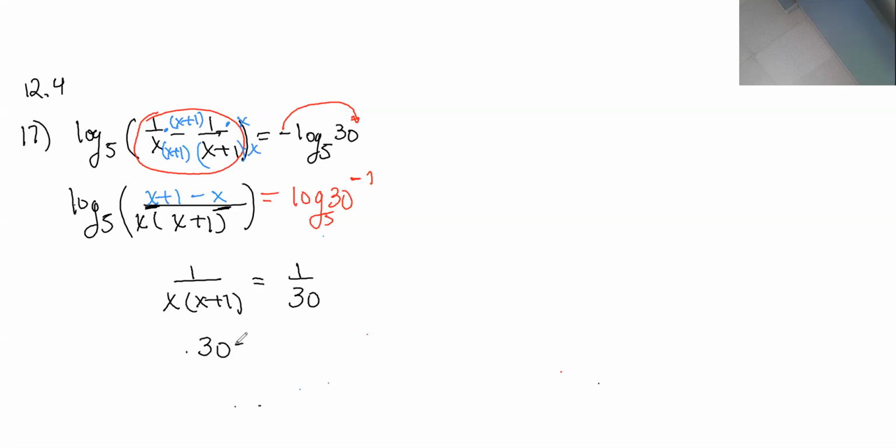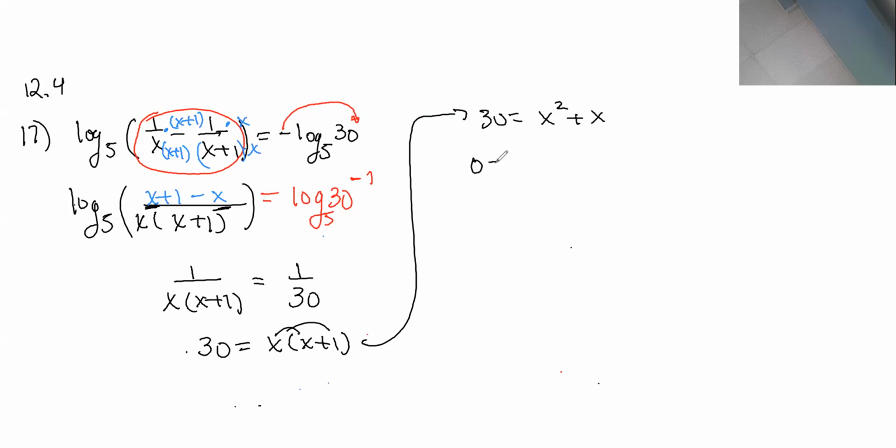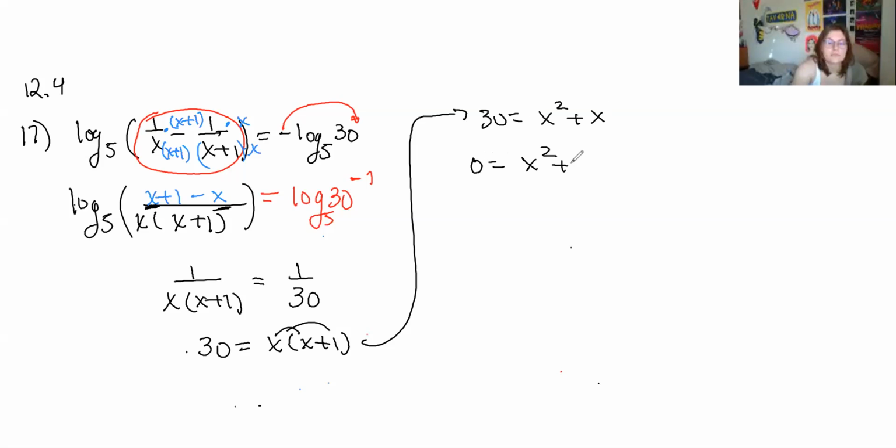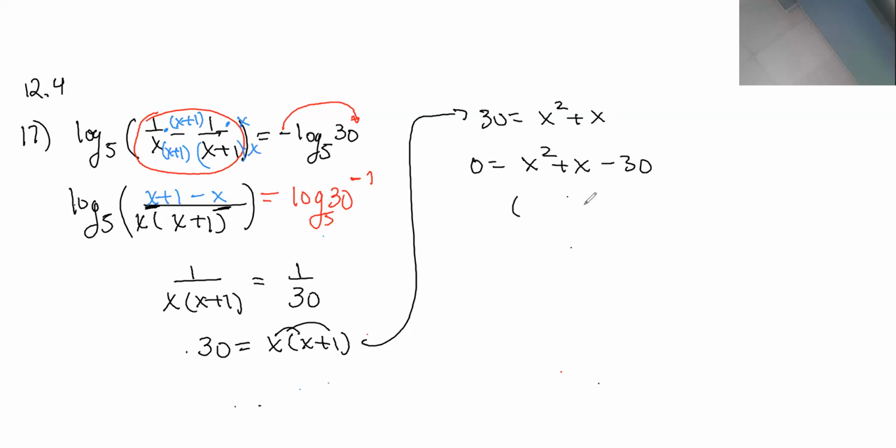And since I have a single fraction on each side, I'm just going to cross multiply. 30 times 1 is 30 equals X times X plus 1. And I want to solve, which means I'm going to distribute and get the 30 over. And now I can factor and solve. What would that factor and solve to? It's going to be plus minus or minus plus.